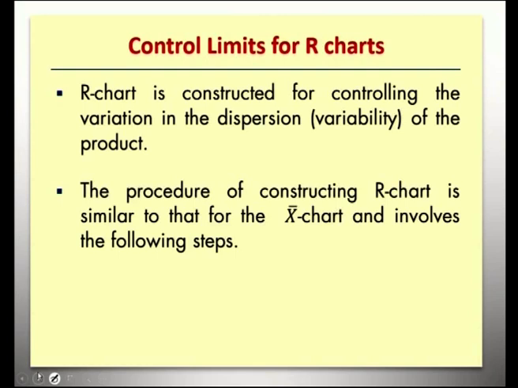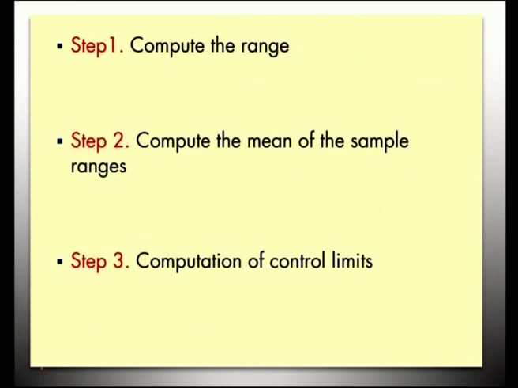Next, control limits for R charts. R chart is constructed for controlling the variation in the dispersion, that is variability of the product. The procedure of constructing R chart is similar to that of X bar chart and involves the following steps. First of all, compute the range Ri is equal to maximum of Xij, j ranges, minus minimum of Xij, again j ranges, where i is equal to 1, 2, 3 etc. up to n for each sample.